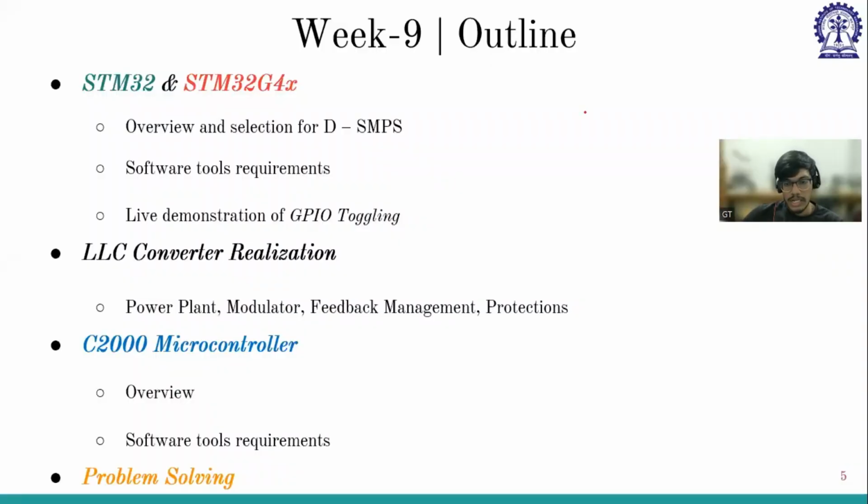So the outline is as shown. First we have STM32. STM32 is an overall family of one type of microcontrollers, and this is one of that family. This is one such board, G4X. So STM32 comprises different microcontrollers, and this is one such microcontroller. Why did we choose this? Why only this? That we'll be discussing in the slides.